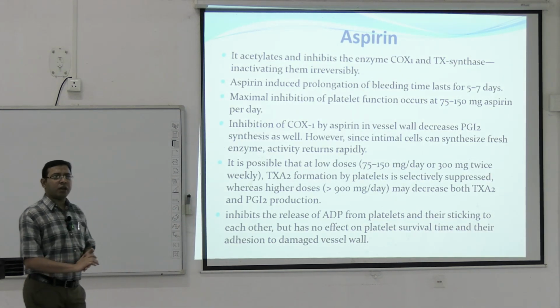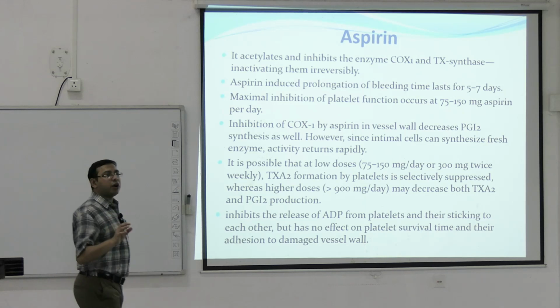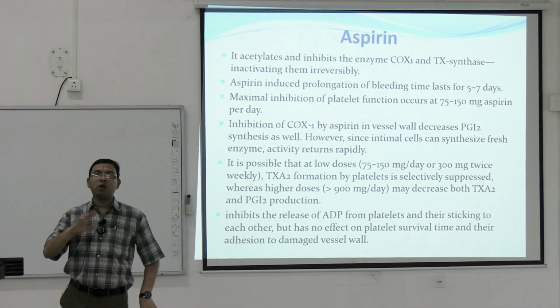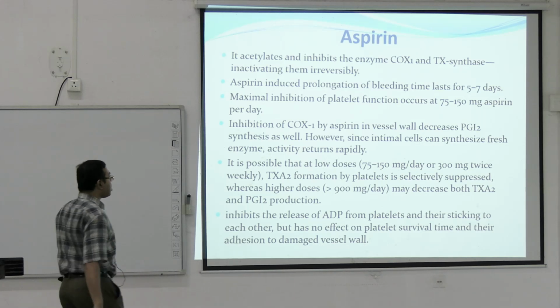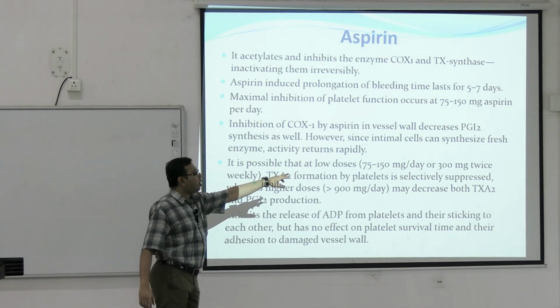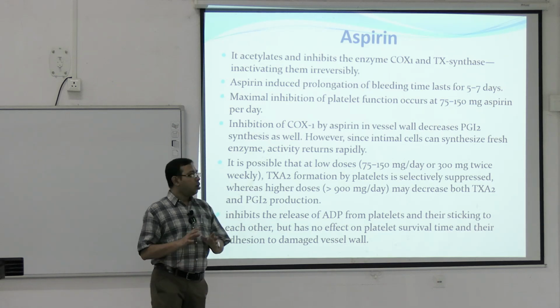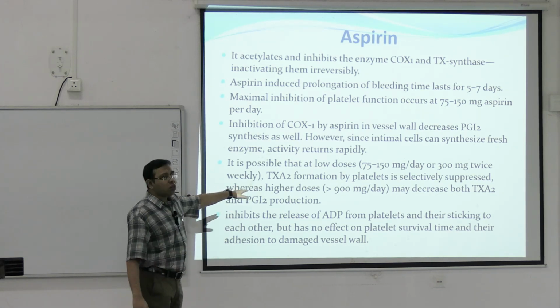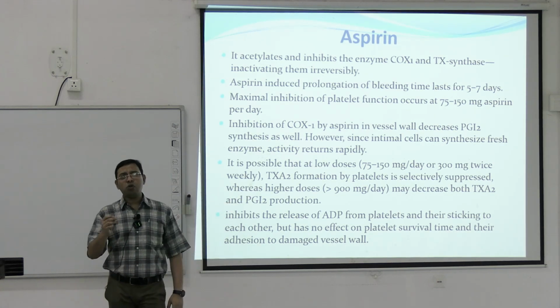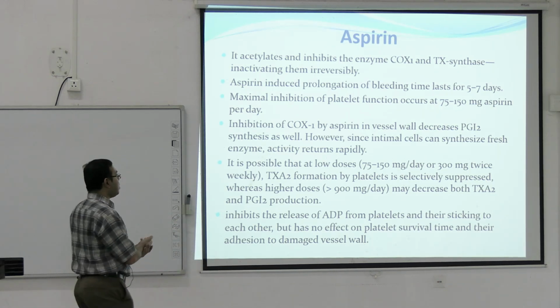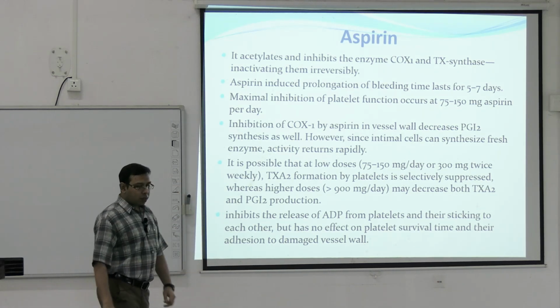Aspirin, we have already discussed. It is a very important question why low dose aspirin acts as an antiplatelet but not high dose aspirin. We have discussed. Low dose means 75 to 150 milligram per day or 300 milligram twice weekly. High dose means a minimum of 900 to 1000 milligram per day, that is in the NSAID regimen. So we have already discussed this.